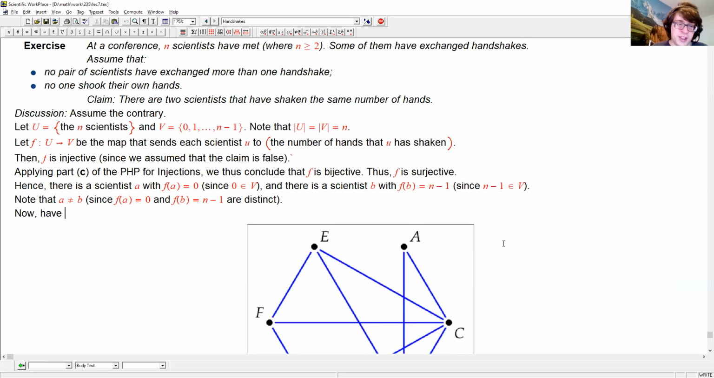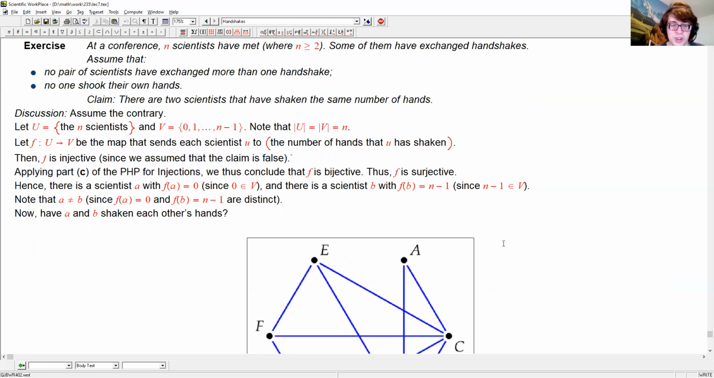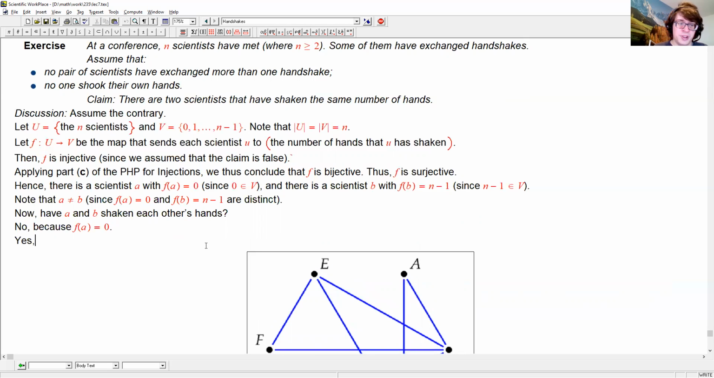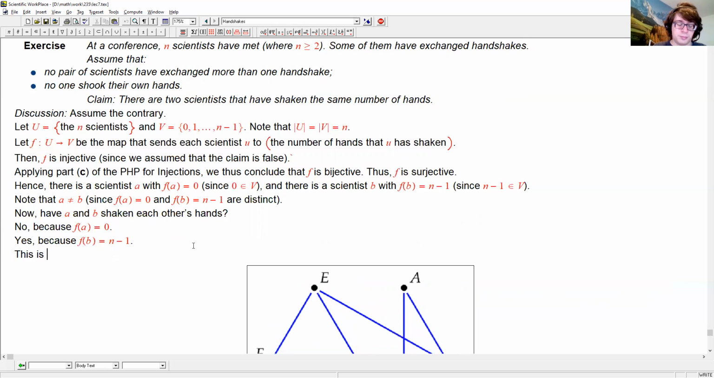Now, have A and B shaken each other's hands? No, because F of A is 0. F of A is 0 says that A has shaken no hands at all. A has been socially distancing. In particular, he hasn't shaken B's hands. On the other hand, yes, because F of B is n minus 1. You can only get the value n minus 1 if you shake everybody else's hands, including A's. And this is a contradiction. You cannot have no and yes at the same time. This is a contradiction, so our claim is proved.